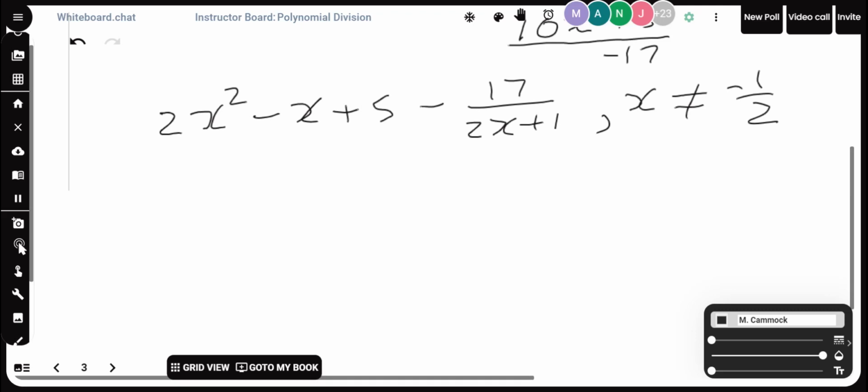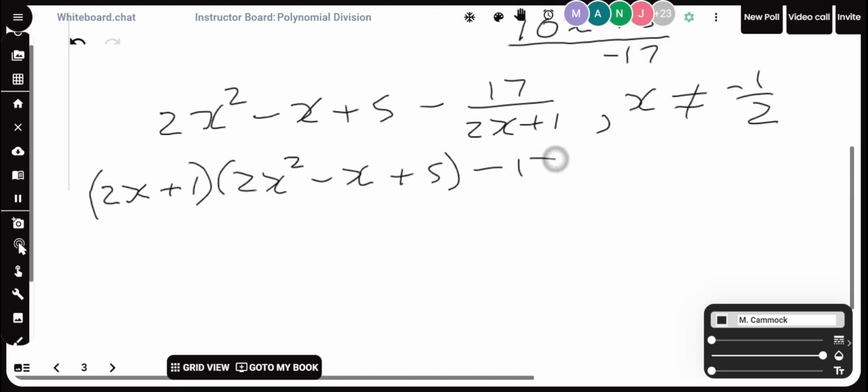Very quickly, I'm going to check this now against what I started off with. So I'm going to take the 2x. This is how I verify it. The 2x plus 1, I'm going to multiply that by the 2x squared minus x plus 5. Then I'm going to minus the 17 from that.